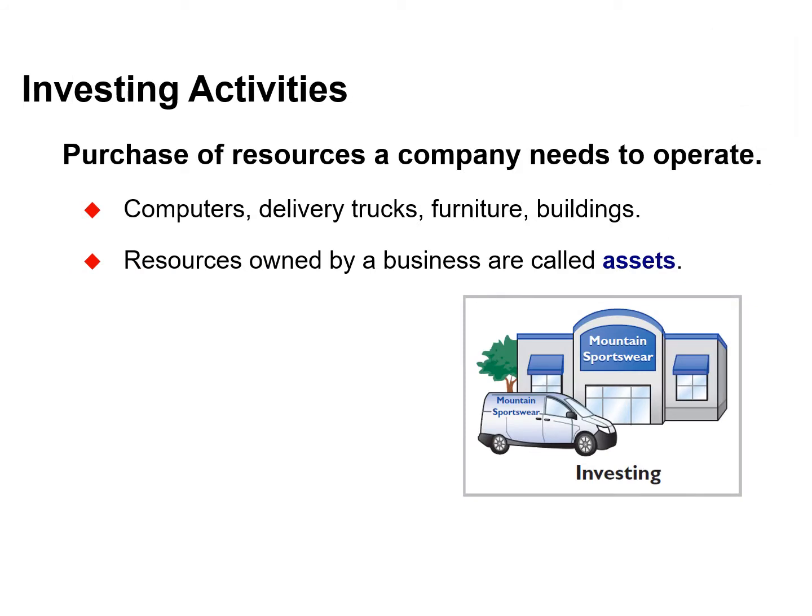Once the company has raised cash through financing activities, it uses that cash in investing activities, which involves the purchase of resources a company needs in order to operate. A company purchases many resources such as computers, equipment, furniture, and buildings. Resources owned by a business are called assets. Different types of assets are given different names. Cash is one of the most important assets owned by a business.